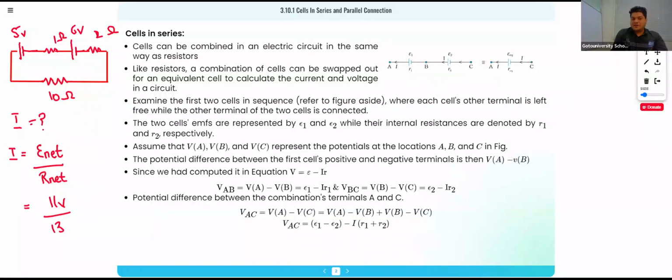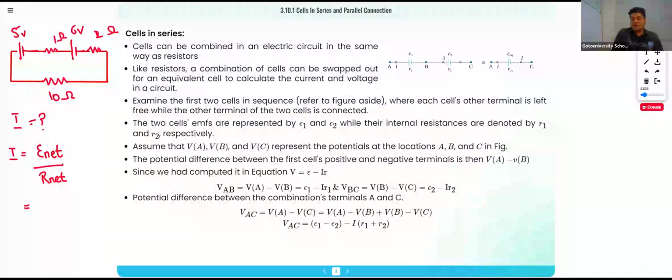You got the answer 11 upon 13? If yes, then you are wrong, because 11 upon 13 is not the right answer. Why is 11 upon 13 not the right answer? See, in this case we are connecting two batteries, but their opposite poles are connected to each other. So here in this case we will subtract. That was the general equation.